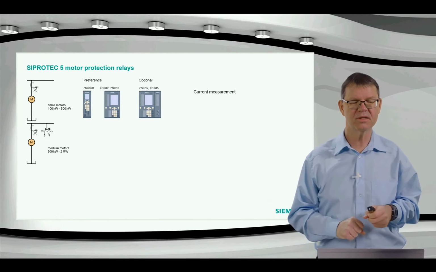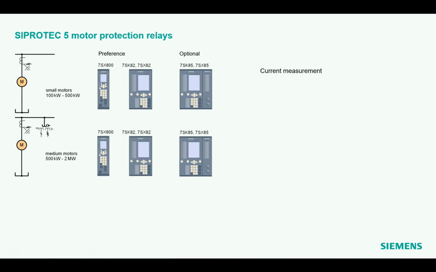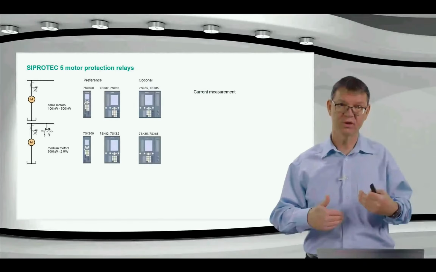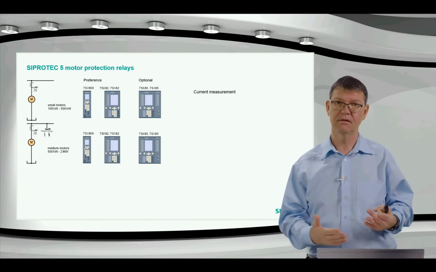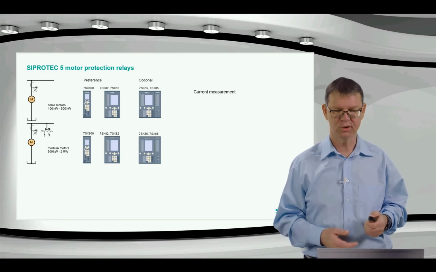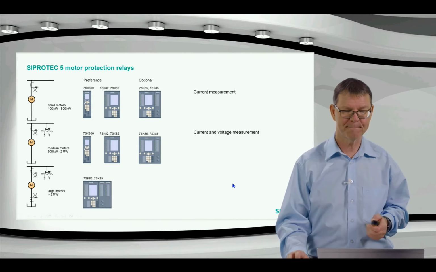Then for the medium-sized motors, we have here additionally a voltage input. And yeah, it's very simple. All the relays I showed have also the option to accommodate a voltage input. So then for the motor protection, mainly it's the undervoltage protection. We can run the undervoltage protection on top of the rest of the protection functions here.